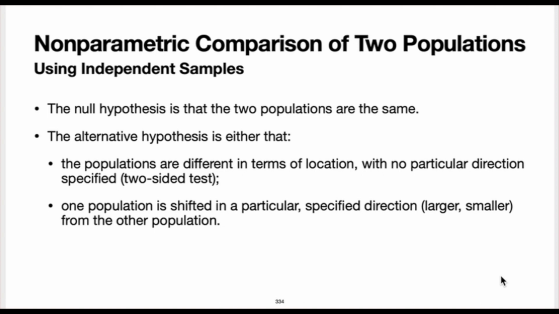Or it could be that the alternative is that one population is situated or shifted with respect to the other population in a particular specified direction. So, for example, the alternative could be that one population is shifted towards larger values from the other population, or the other way, we could have the alternative hypothesis being that the population is shifted towards smaller values than the other population. But remember that when we're talking about a shift, we're not talking about that in terms of any particular measure of location. It's just spoken of generically as some kind of a shift.